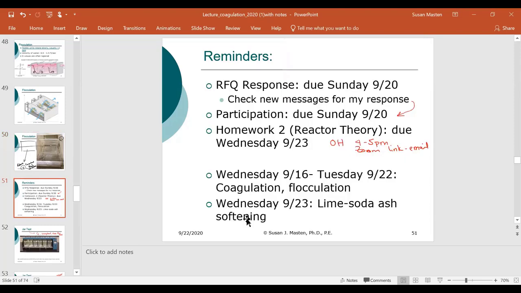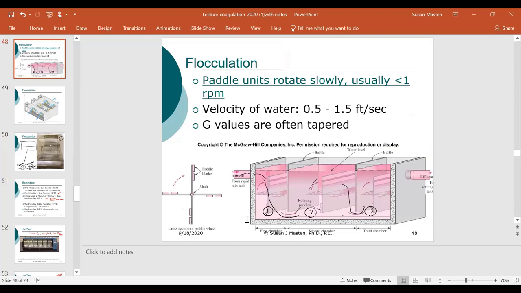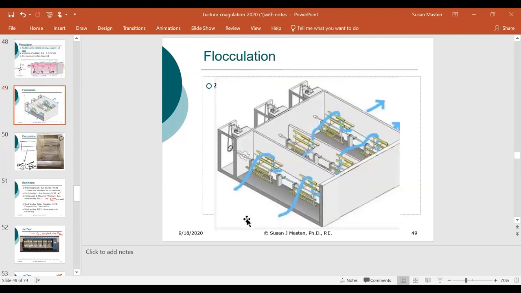So our example in the Word doc pretty much looks like the pink image on slide 48. Yeah, it looks like this image, so we have three compartments. The difference between what the example is, the example had three blades per arm, and the example had four paddles per shaft. But otherwise, it's identical to slides 48 and 49 on the slides.